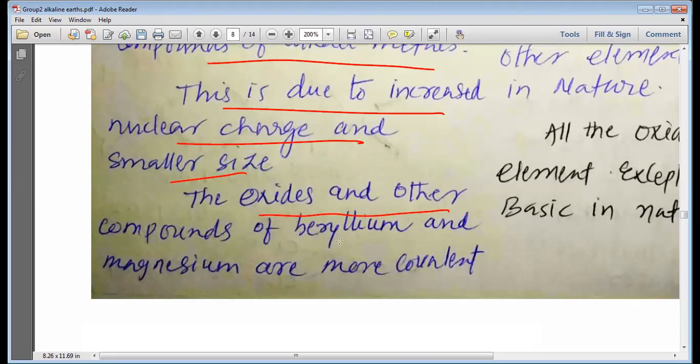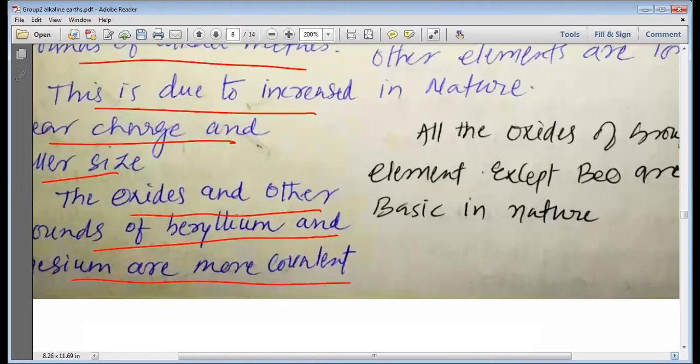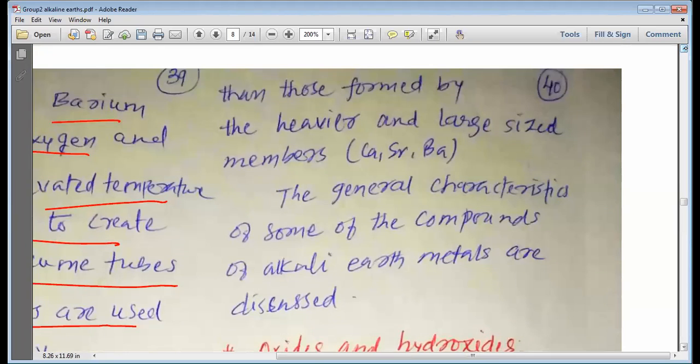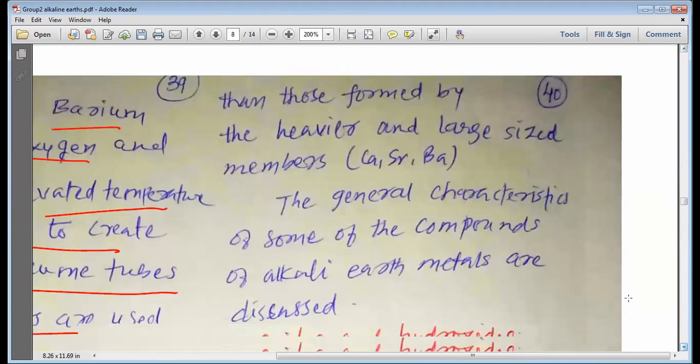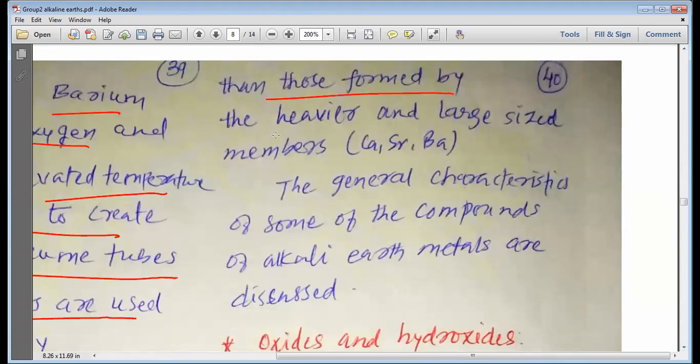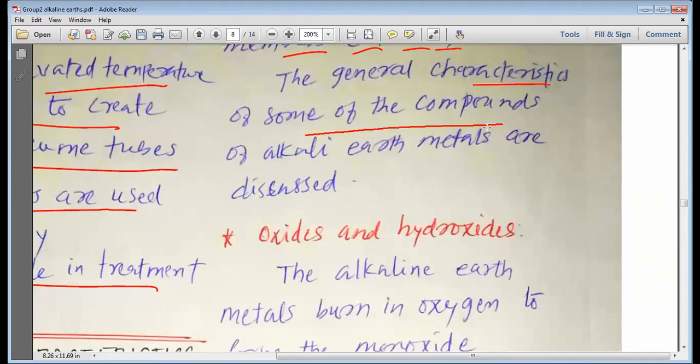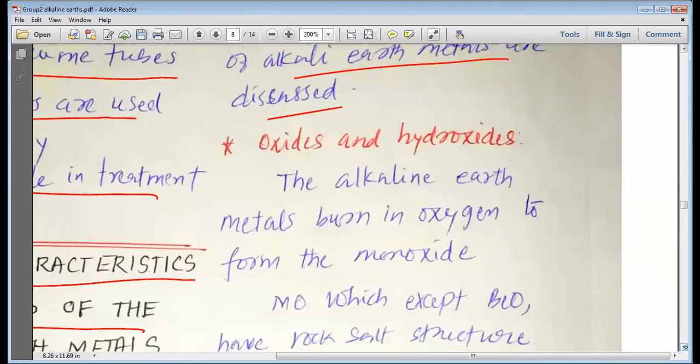The oxides and other compounds of beryllium and magnesium are mostly more covalent. So, having very small size, the compounds of magnesium and beryllium, especially the oxides and hydroxides, are covalent in nature, more covalent than those formed by the heavier and larger members like calcium, strontium, and barium. The general characteristics of some of the compounds of alkaline earth metals, now we'll study about them.